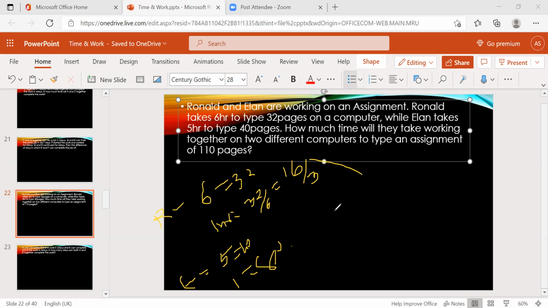So take the LCM of these two. It is nothing but 16. Now it is 3 units and it is 2 units, right? We got it. Now, the efficiency is 3 plus 2. And what they are saying here is how much time they will take working on different computers to type 110 pages. So 110 pages is there.